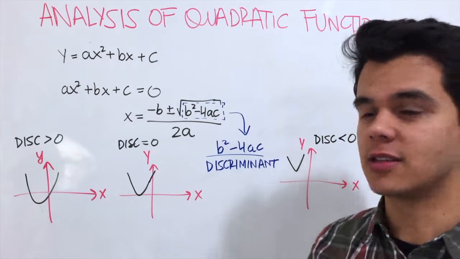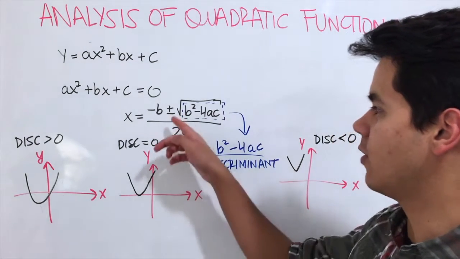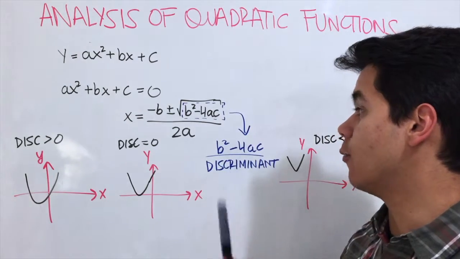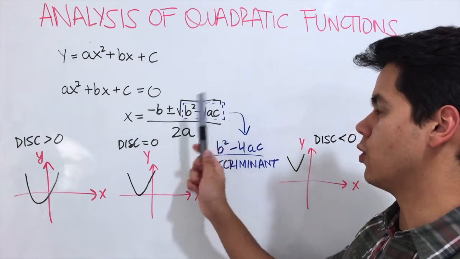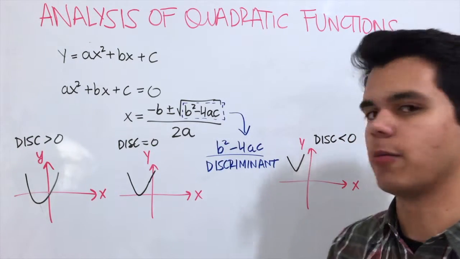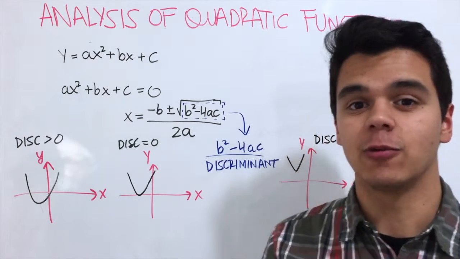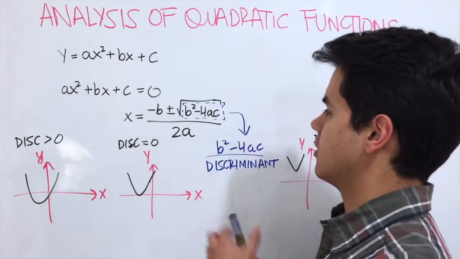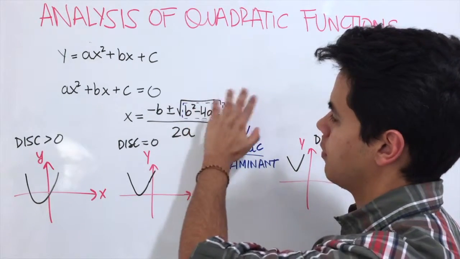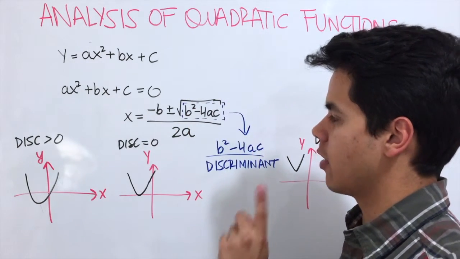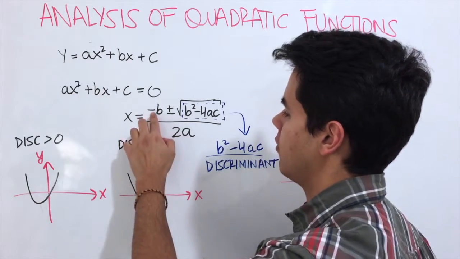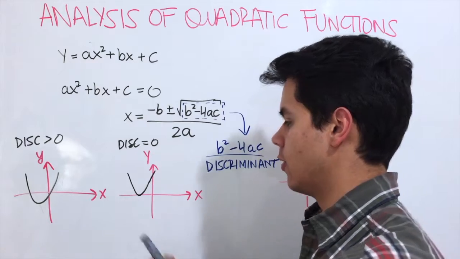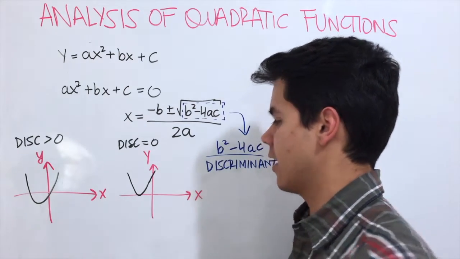If the discriminant is positive, we're going to end up with two different values, because we can find the square root of a positive number, you know? Now, if the discriminant is equal to 0, we're just going to end up with a single zero, because this will all become 0, and we're just going to end up with negative b over 2a, which is equal to the vertex. So the vertex is going to touch the x-axis.